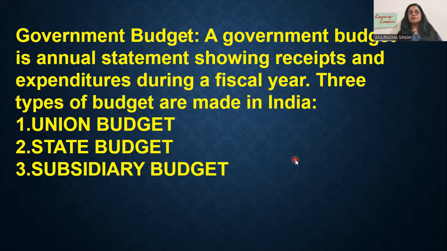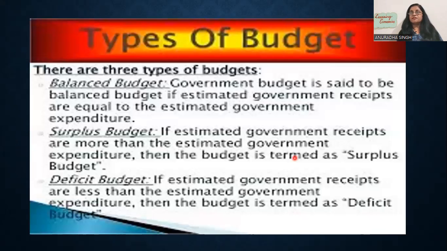There are 3 types of budgets which are made in India. I have already told you: union budget, state budget, and subsidiary budget. Union budget is the budget made by the central government for the whole country, keeping in mind the whole nation, the whole economy. Whereas state budget is made by each state, like Uttar Pradesh government will make its own state budget, Madhya Pradesh government will make its own state budget. And then there is subsidiary budget which is made by particular ministries, like railway has its own budget, and defense also has its own budget.